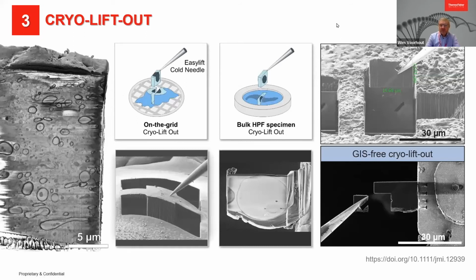We also have a lift-out system, especially for bulk samples, and bulk samples can mean a cell culture, where you look at the cell, or even a small piece of tissue, which has been vitrified by high pressure freezing. You can mill out a trench, and then with a cold needle, you can bring that to another half moon grid and then thin it down further. In this way, you can remove small pieces from a bulk specimen and then thin them down to be able to do the tomography workflow.